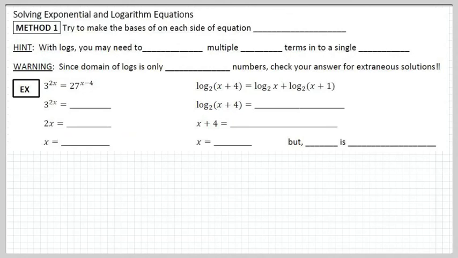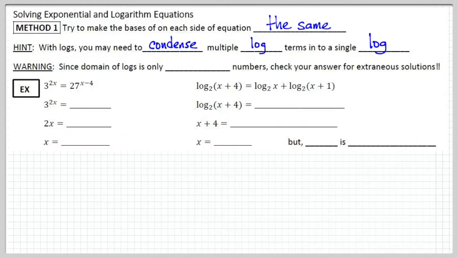Method 1: when the bases are not the same, make them the same. So when you have logs, say in this case, here's a case where it's not just log equals log. We have log is equal to log plus a log. But we have rules, we have methods where we can actually condense the multiple logs into a single log term. So sometimes you need to use those log properties.